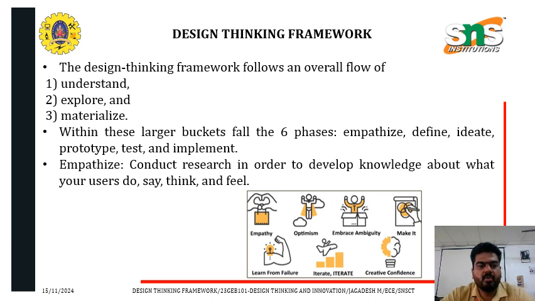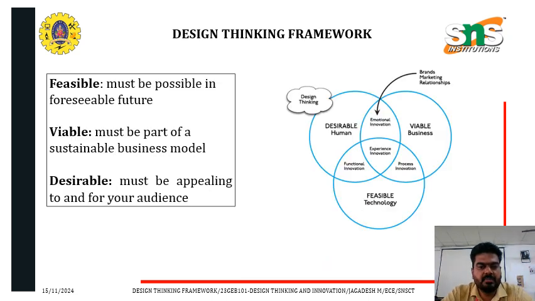So the design thinking framework follows the overall flow of understand, explore, materialize. Within these larger buckets fall six phases: empathy, define, ideate, prototype, test, and implement. Empathy is to conduct research in order to develop knowledge about what users do, say, think, and feel. Feasible must be possible in the foreseeable future. Viable must be part of a sustainable business model. Desirable must be appealing to and for your audience.